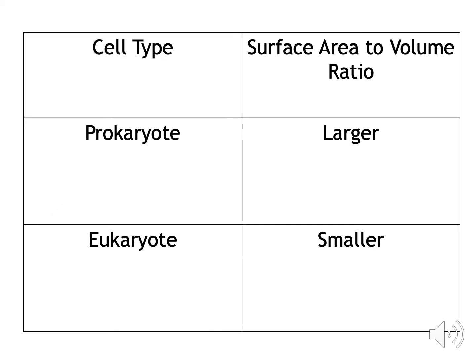Okay, so this is just a table to summarise. A prokaryote cell type has a larger surface area to volume ratio. This means it has enough surface area in its plasma membrane alone to cope with all the metabolic processes that occur within the cell. A eukaryotic cell type has a smaller surface area to volume ratio. This means it can't cope with all the metabolic processes going on within the cell. They need a solution to increase the total area of membrane for vital metabolic processes.